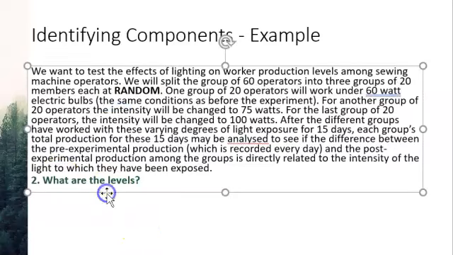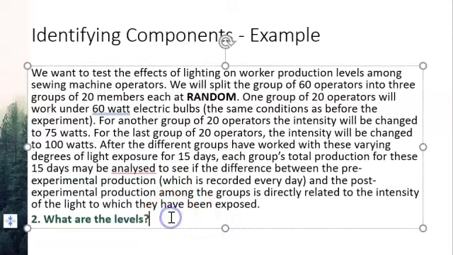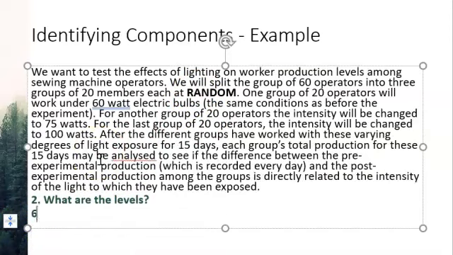For the exact same example, we can ask ourselves, what are the different levels of lighting? We know the factor being manipulated is the lighting, but to what levels? In this case, we have 3 groups, so the levels are the lighting for the 3 groups. 60 watts, 75 watts, and 100 watts are the 3 different levels for this specific experiment.